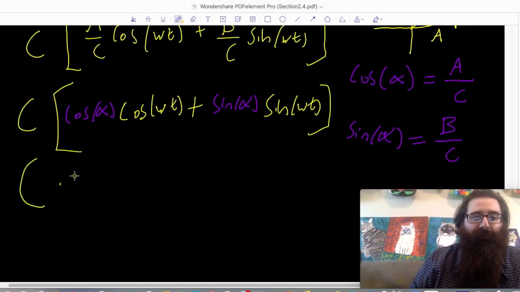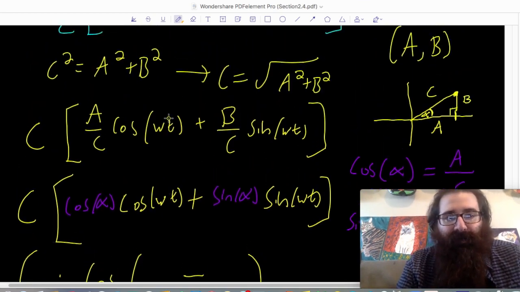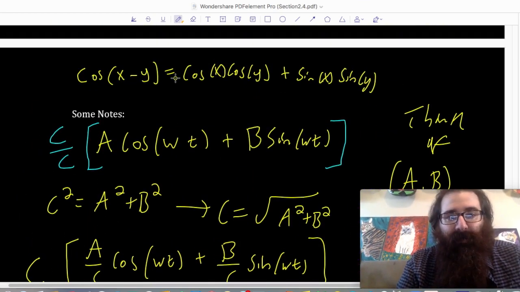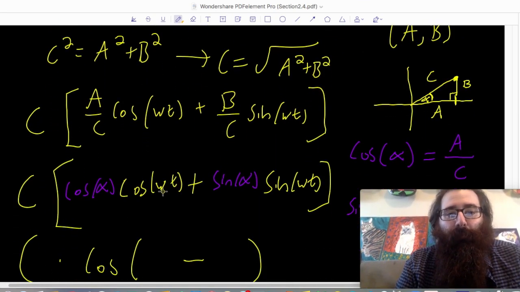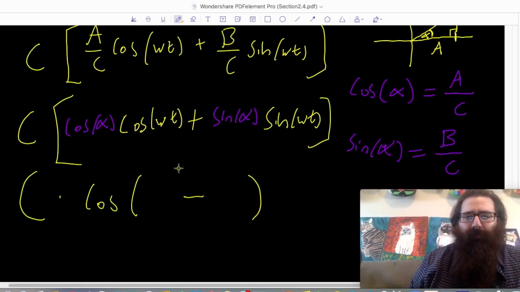So I have capital C in front times cosine of, and it should be x minus y. Let me show the identity again. Cosine of x minus y is cosine x cosine y plus sine x sine y. And think about x as being the omega t and y being alpha, though it really doesn't matter. But it just makes it look nicer. So we'd say x minus y is omega t minus alpha.